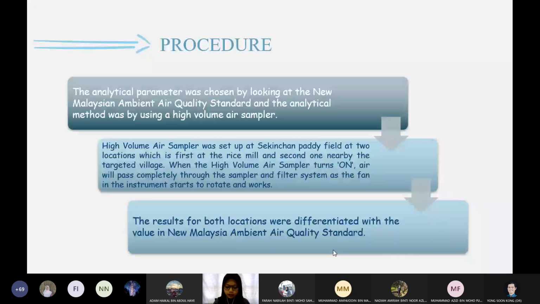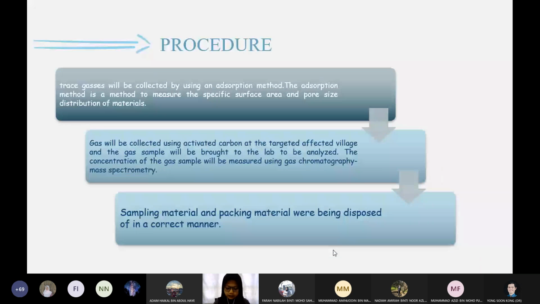Then the results of both locations will be compared with the values in the New Malaysian Ambient Air Quality Standard that had been shown before. Next. The concentration of trace gas was also measured. For that, trace gas will be collected using an adsorption method. This method can be used to measure the specific surface area and pore-size distribution of materials. Gas will be collected using activated carbon at the targeted affected village, and the gas sample will be brought to the lab.